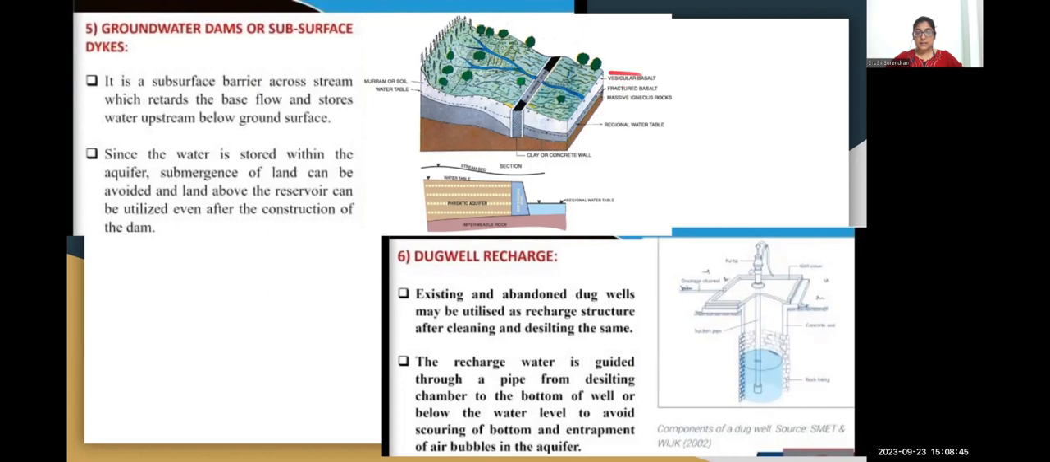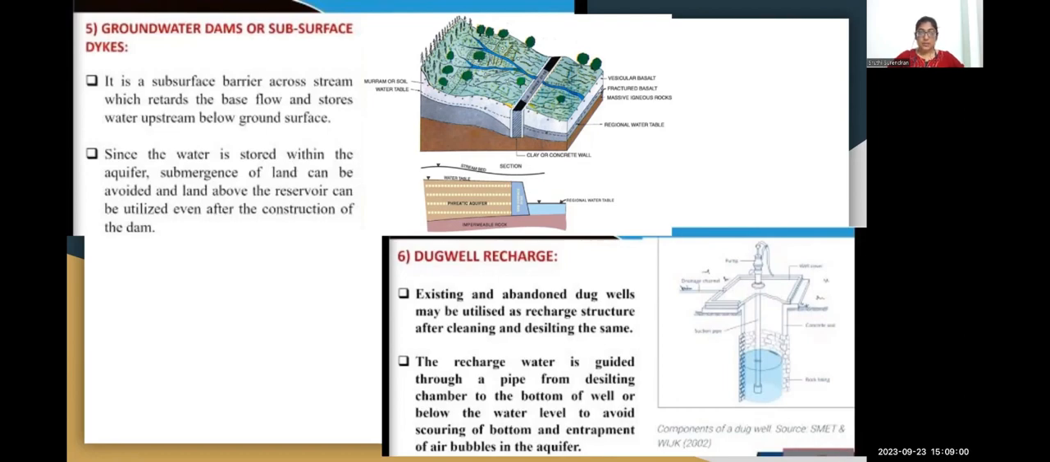Then dug well recharge is nothing but old dug wells are filled with water, and the water is allowed to recharge the surrounding stratum. So these are some methods in which groundwater is recharged naturally.